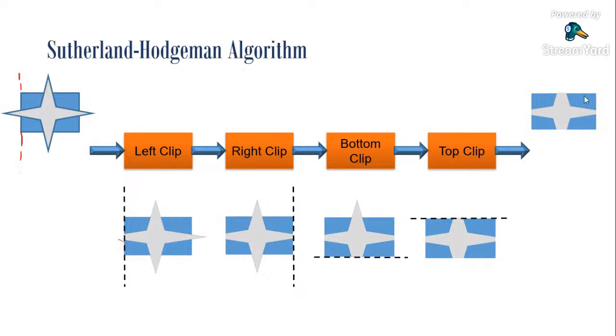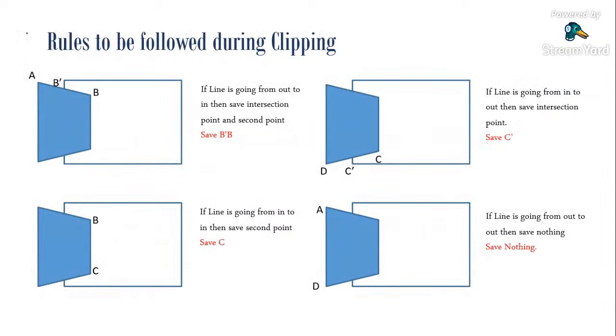Now for getting the required output, at each stage, at left clip, right clip, bottom or top clip, you have to apply 4 rules. First rule is, if the edge or line AB is going from out to in, that is A is outside the window and B is inside the window, then you have to save the intersection point. This is the intersection point, B dash, against the window. So you have to save B dash, B. Now second is, if the line is going from in to in, that is BC, in that case save the second point.